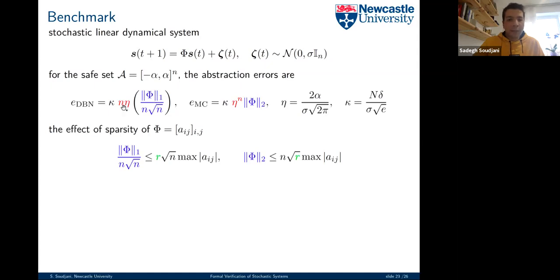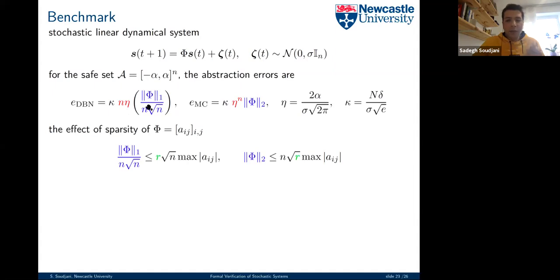So the first term I want you to notice is this red part. So in the DBN, you have n times eta, and here you have eta to the power n. So this shows that the error of the Markov chain abstraction increases with respect to the dimension of the system exponentially, but here we have linear increase with respect to the dimension. So n is the dimension of the system. So if you have a large dimensional system with a specific structure, it's better to use the DBN approach because the error increases linearly with respect to the dimension.